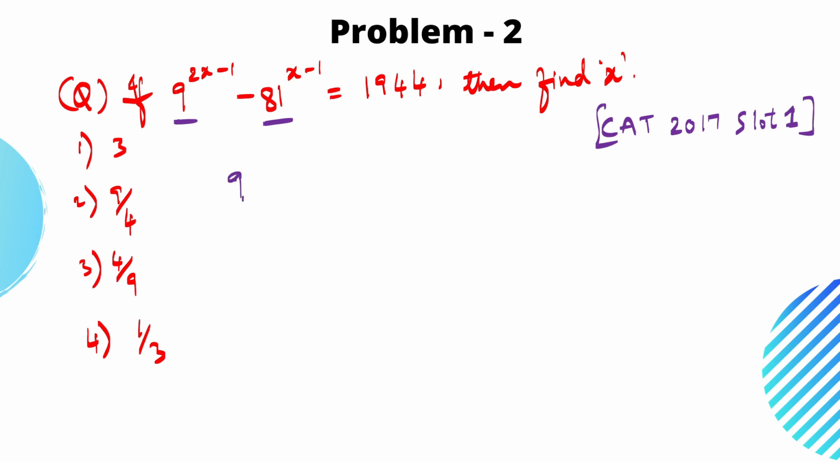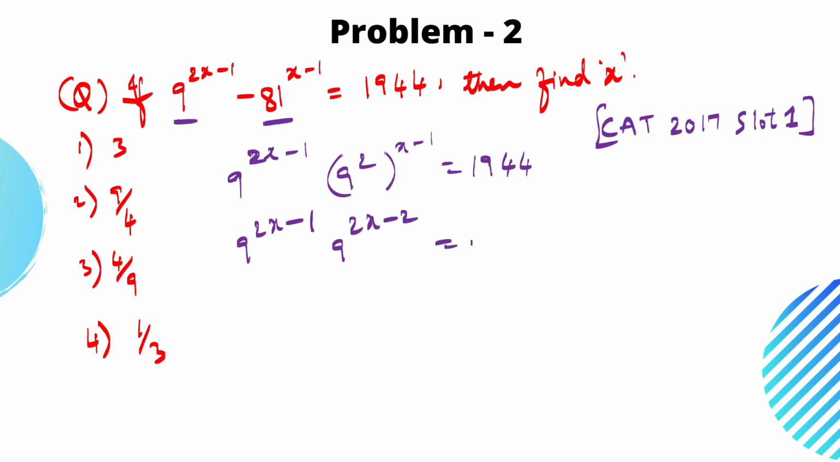So how can we do it? Here 9 to the power 2x minus 1. 81 can be written as 9 square. So 9 square into x minus 1, this is equal to 1944. So 9 to the power 2x minus 1 and 9 to the power 2x minus 2, this is equal to 1944. Here just observe, here we have minus 2 and here we have minus 1. Oh sorry, I didn't mark minus here. Okay. So here we have minus 1 and here we have minus 2.